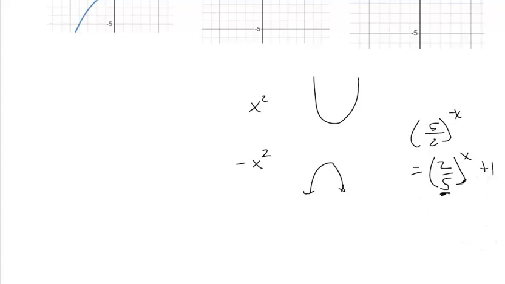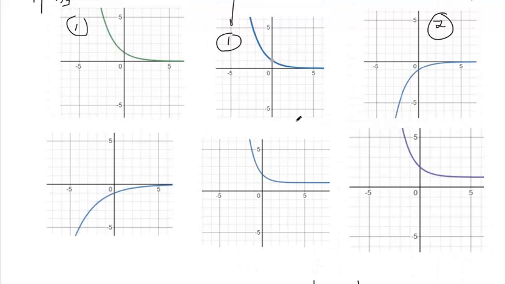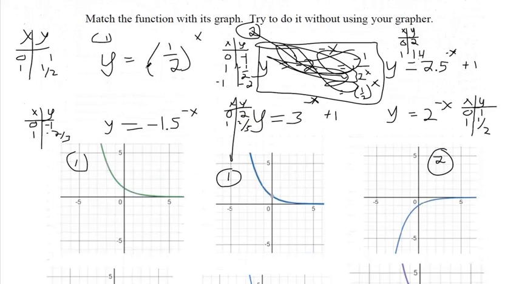But the y-intercept is 1. It's bumped up 1. So this has a y-intercept of 1, and that has a declining graph. This has a y-intercept of 1, that has a decline. So it's either this one or this one. My graph 3 either fits with this one or this one.